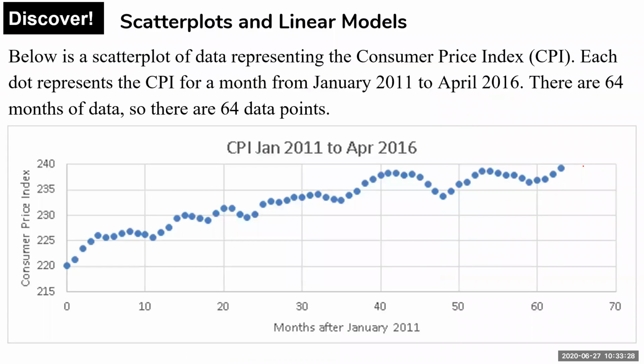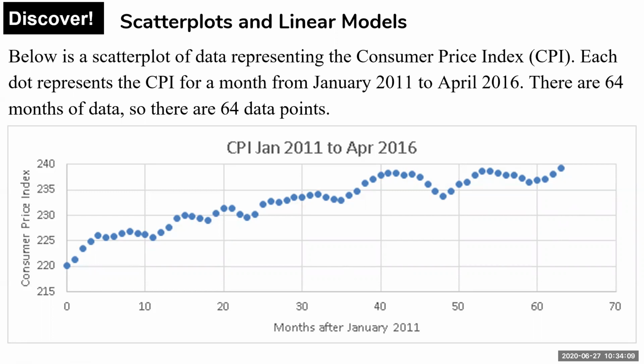Okay, nice. Now, the graph we just looked at, the values I will just generate. And if you decide to put these on a graph, this is how they will look. Sometimes you have a straight line and sometimes you do not. All right, so when you put the coordinates on the graph, this is what we call a scatter plot. So below is a scatter plot of data representing the consumer price index. Each dot represents the CPI for a month from January 2011 to April 2016. And there are 64 months of data, so there are 64 data points.